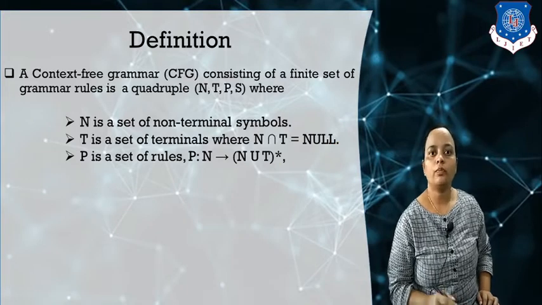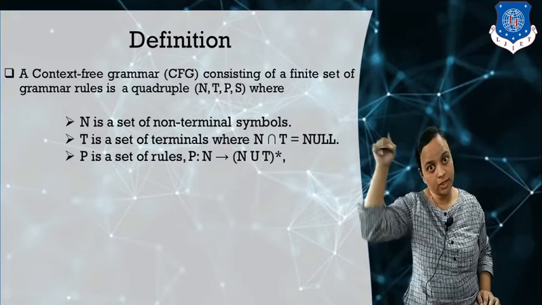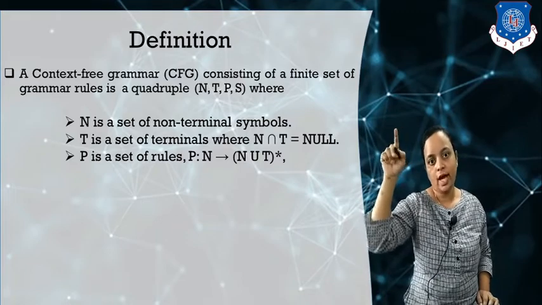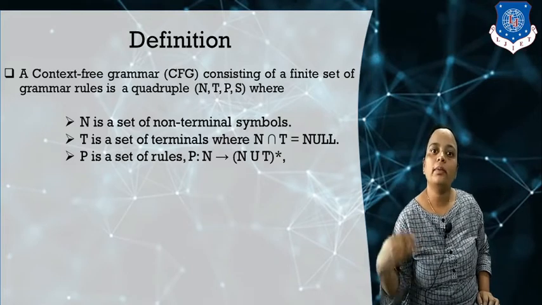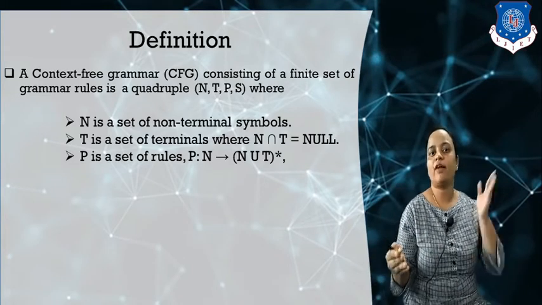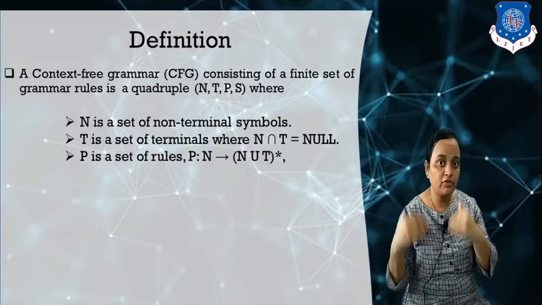Okay, so this is, remember, N tends to N union T star. Star means that the right hand side contains a combination of non-terminal and terminal symbols, and the left hand side should contain a non-terminal symbol. So this is the format for the context free grammar.